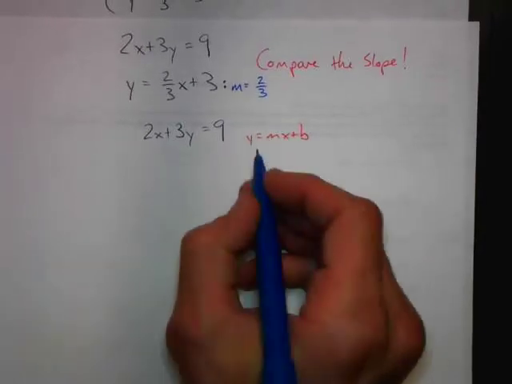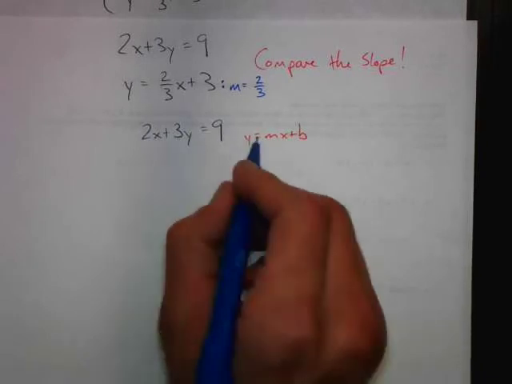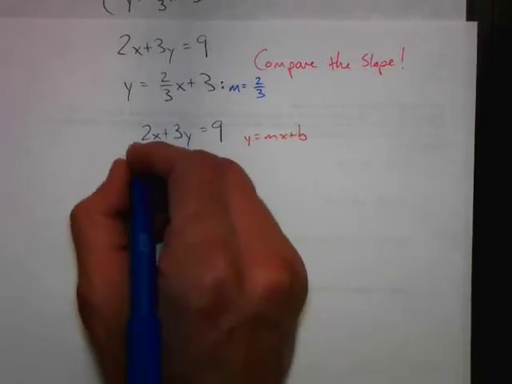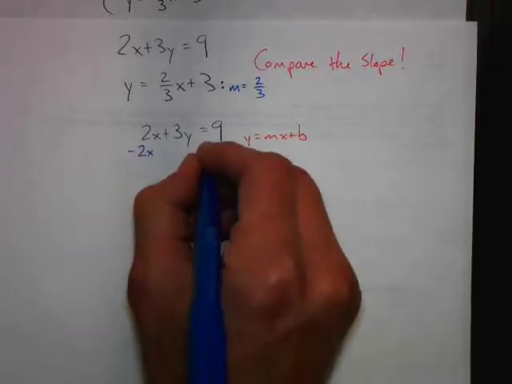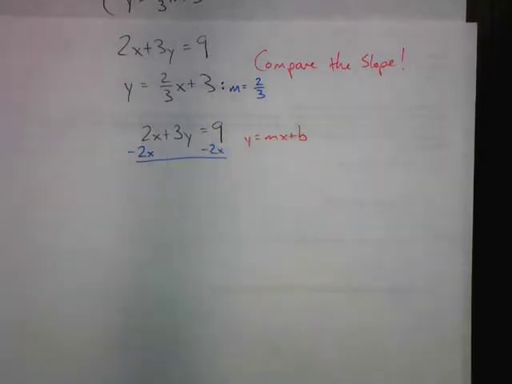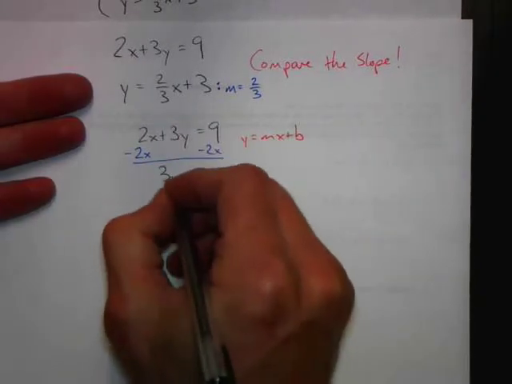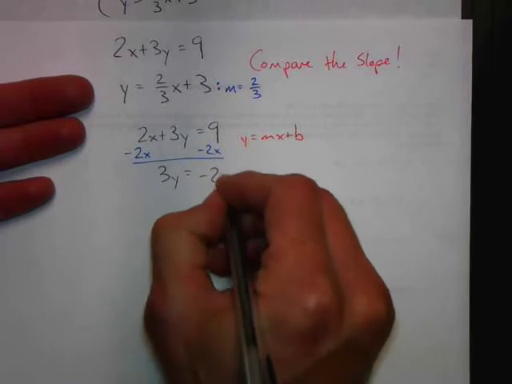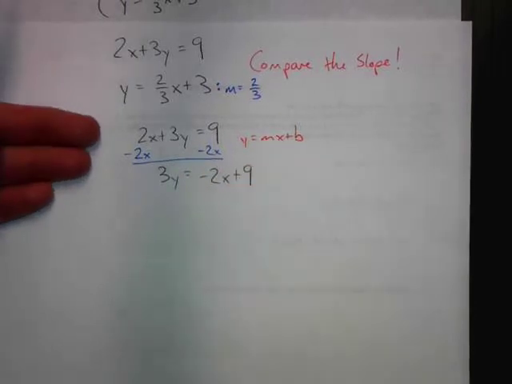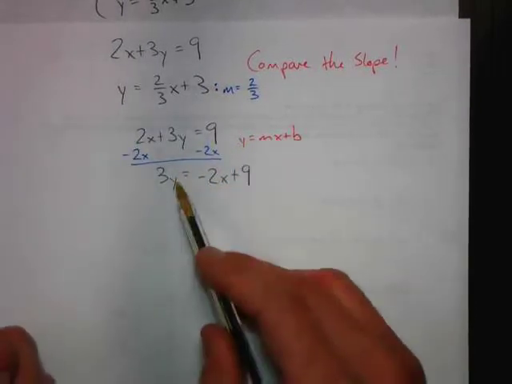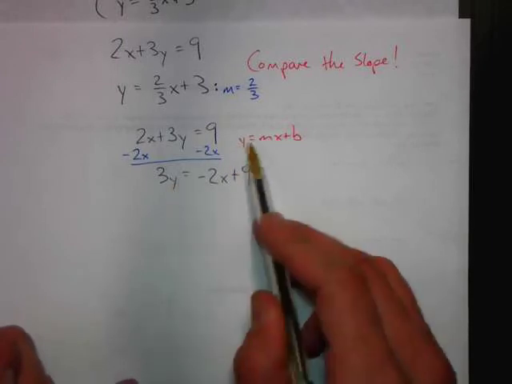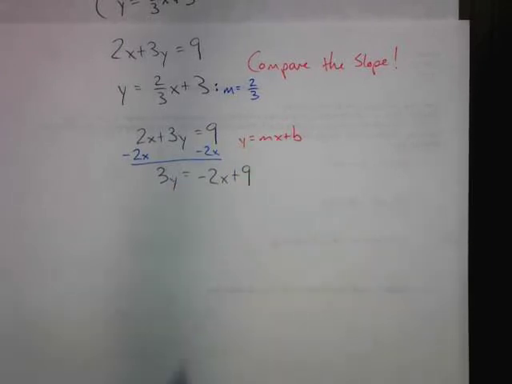All right, so we have to get y by itself. Right now, y is not by itself, so we're going to have to subtract 2x on both sides. When we subtract 2x on both sides, we'll have 3y equals negative 2x plus 9. And again, you can see y is not by itself, so we have to then divide everything by 3.